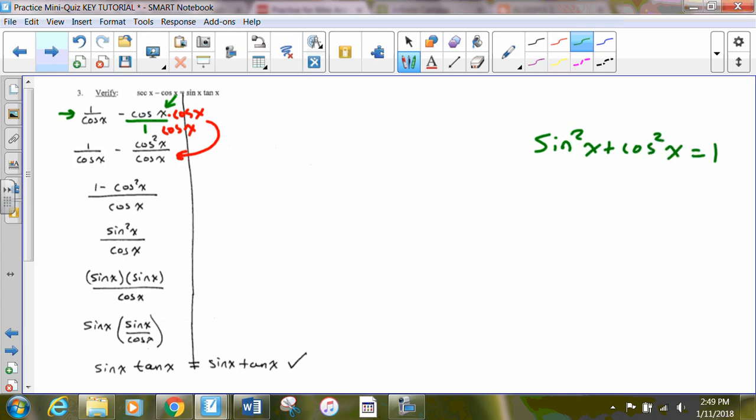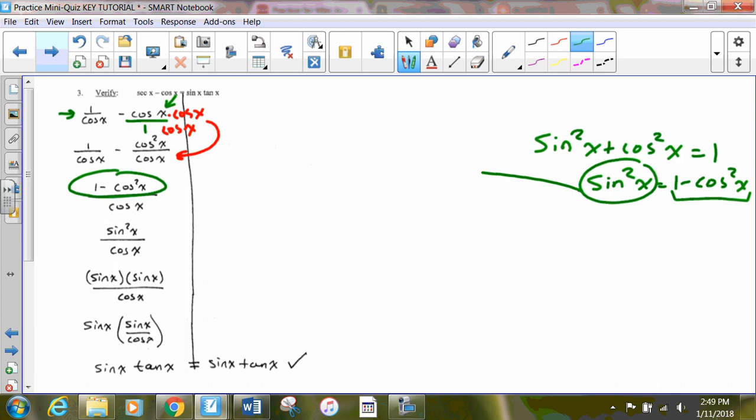I want to manipulate this identity so that I end up with 1 minus cosine squared on one side. So I'll go ahead and subtract cosine squared x from both sides, and look what we have. We have that 1 minus cosine squared x is the same thing as sine squared x. So this kind of work that's over here, we do it to the side. We go ahead then and say, hey, instead of writing 1 minus cosine squared x, I'm going to substitute in its place sine squared x, and that's why this next step says sine squared x over cosine x.